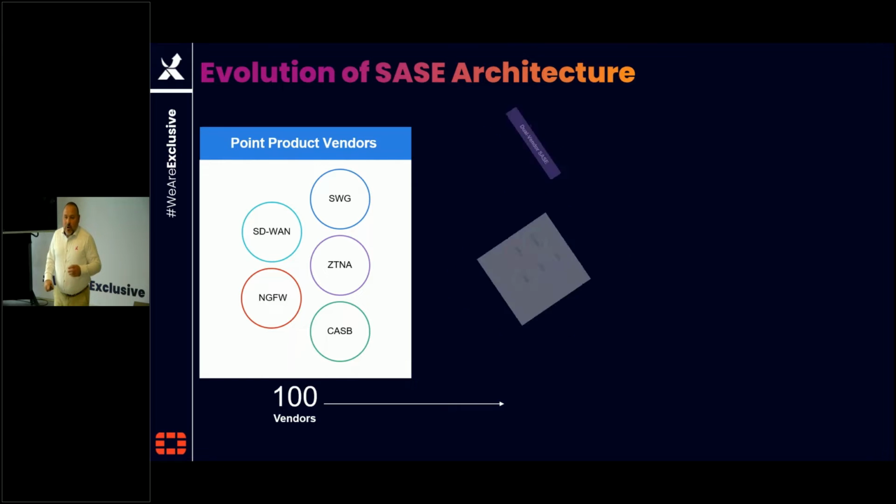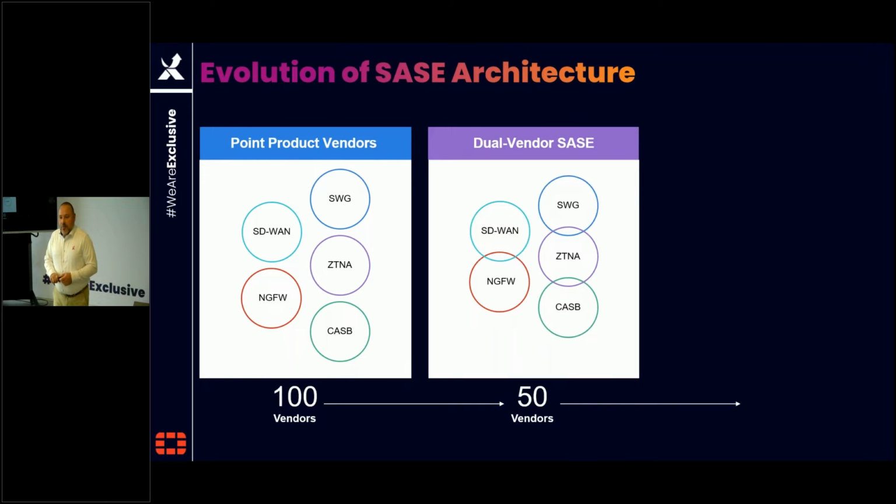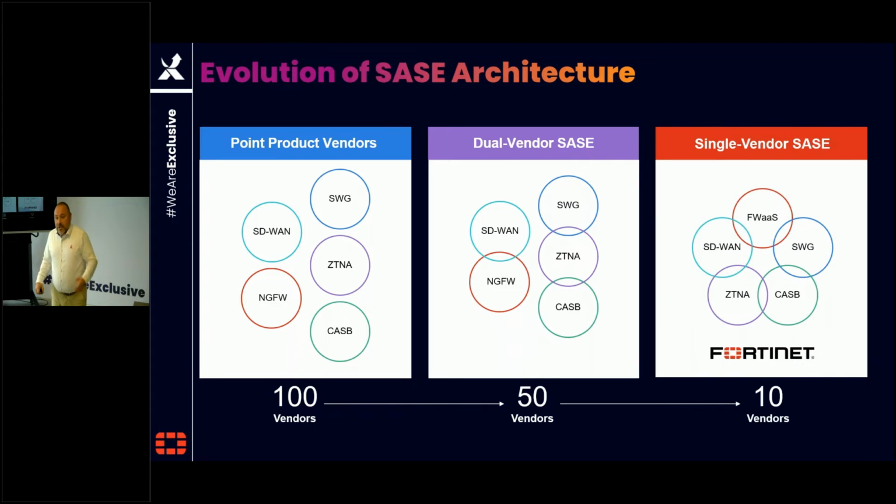The next thing that came were around 50 vendors that were capable of combining things, and that made a dual vendor SASE. So often what we saw was that IT operations sought out an SD-WAN provider, often could be VMware, could be Fortinet, and then the security team made a choice for SSE, being, for example, Zscaler. Of course, this still kept a lot of complexity, and that's also why not only we as Exclusive, but also Fortinet and also analysts like Gartner are preaching to go for a single vendor SASE solution.